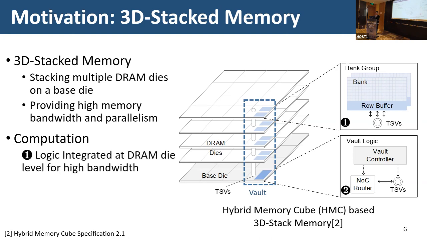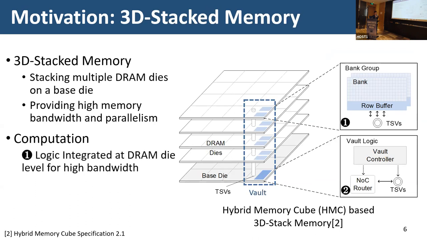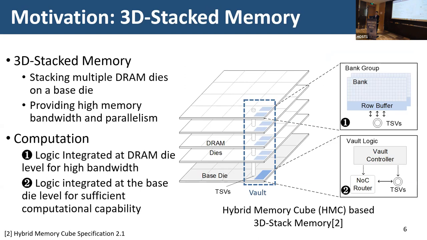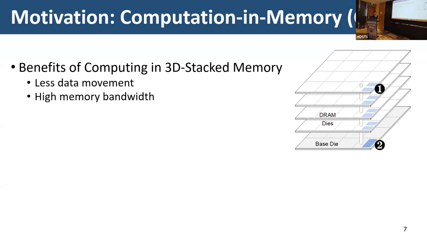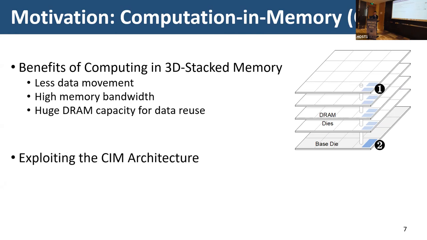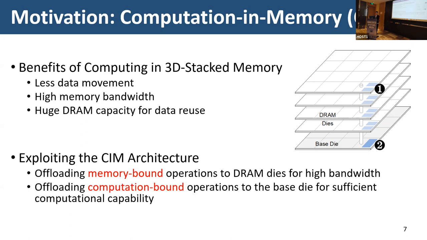With the emerging 3D stacking technology, computing logic can be integrated into DRAM dies for high bandwidth, or integrated into the base die for sufficient computational capability. We argue that the 3D stacked computing in memory architecture can process GCNs efficiently since it can reduce data movement, and provide high memory bandwidth and a huge DRAM capacity for data reuse. To fully exploit the architecture, the memory bound aggregation operations can be offloaded to the memory dies, while the computation bound combination operations can be offloaded to the base die.